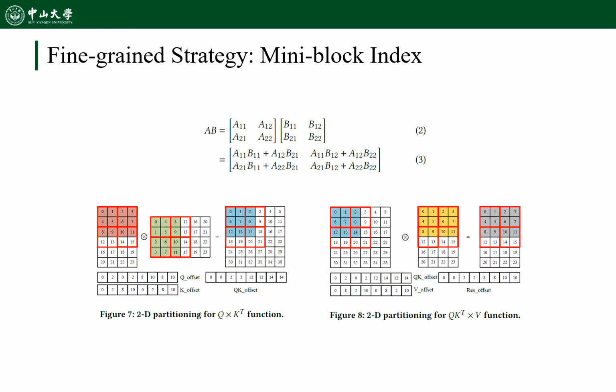The fine-grained strategy adopts the idea of block matrix multiplication and illustrates the potential fine-grained parallelism. The basic idea is to calculate the execution order of valid mini-block matrices. You can look at the picture. These red dashed boxes are mini matrices, mini blocks, and we record the order of these mini block matrix multiplications in the index arrays.